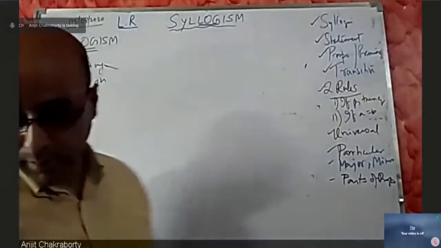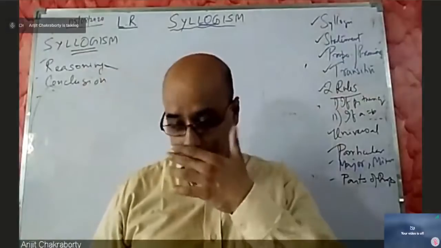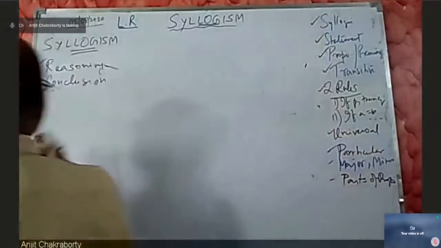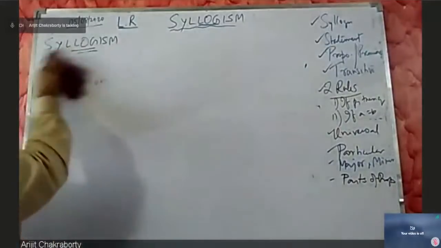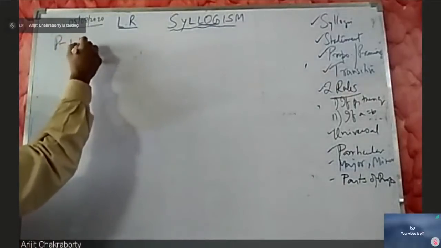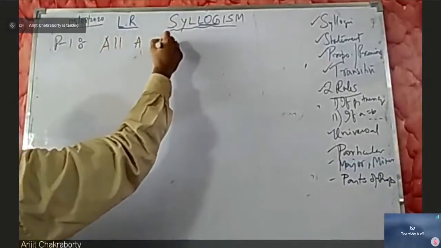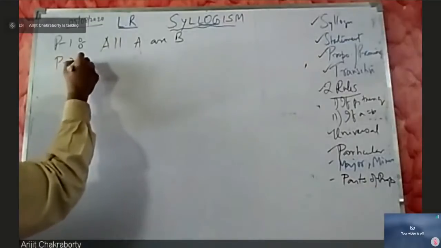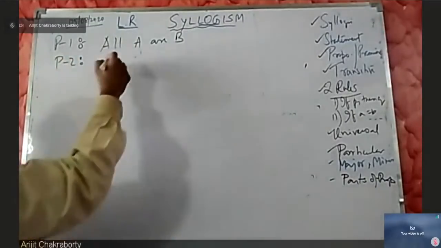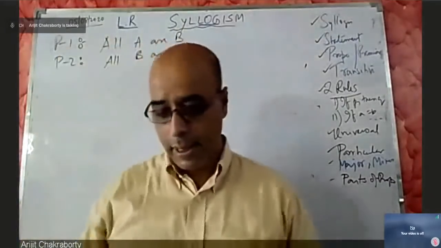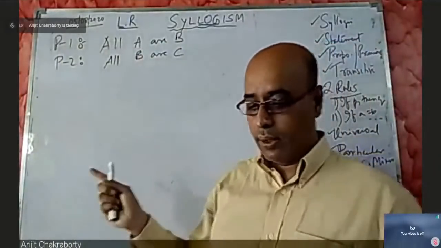Okay. Now I am giving an example. Premises. Fine. Let me take two statements. Statement 1, or I'll use the word proposition now. Proposition 1, P1, is all A are B. And proposition 2 is all B are C. Okay? All A are B. All B are C.